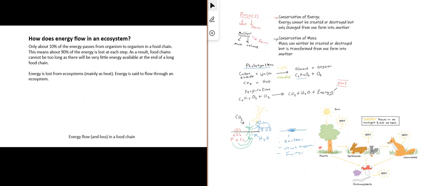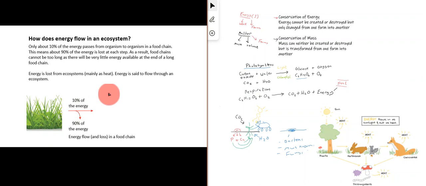So, energy flow and loss in a food chain. Again, this is just another example. We have our grass. 10% of the energy is passed on to whatever organism eats it, and 90% of the energy is lost, for example, as heat. So the plants are giving off heat and losing that energy to the environment.